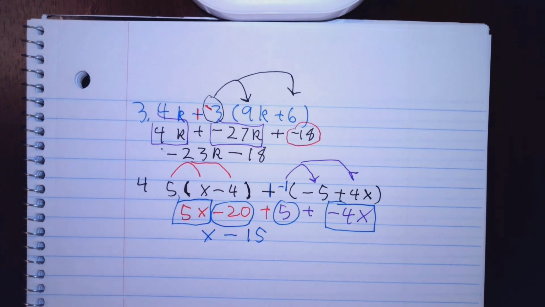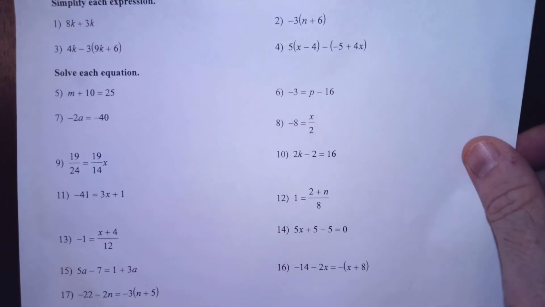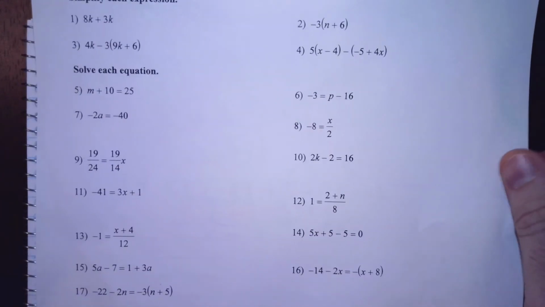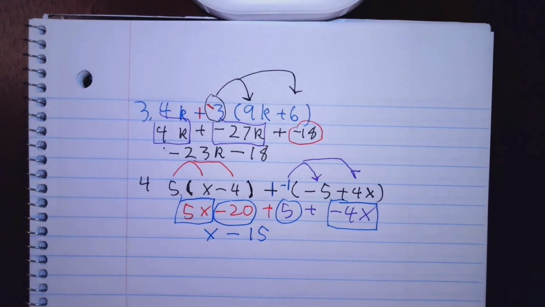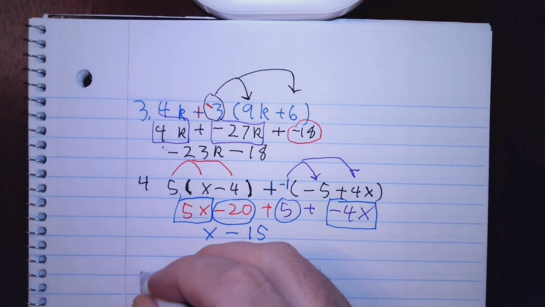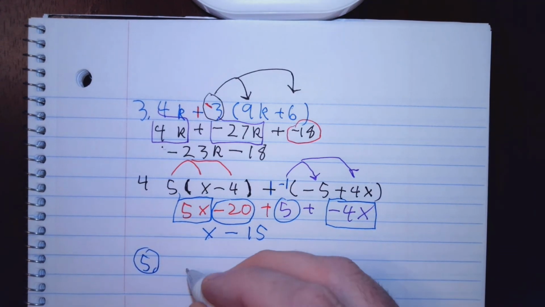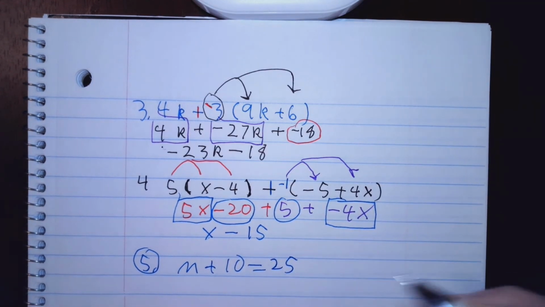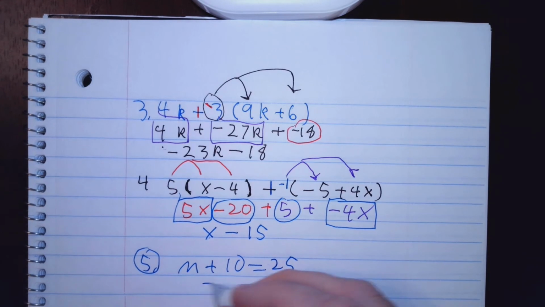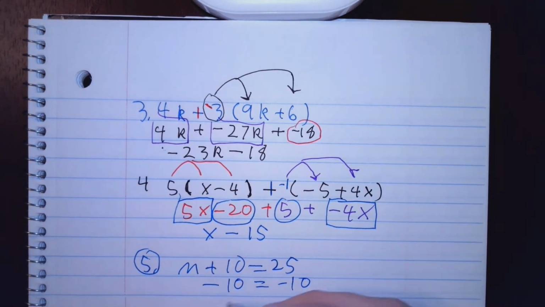Okay, let's move on to some of the solve the equations here. Okay, and so I'm going to move on and do those. So let's go ahead and get that done. We'll go ahead and start on number 5, just to make sure that you know what work to show to get credit on the test. Write the problem. Take away 10 from both sides, and write the answer.